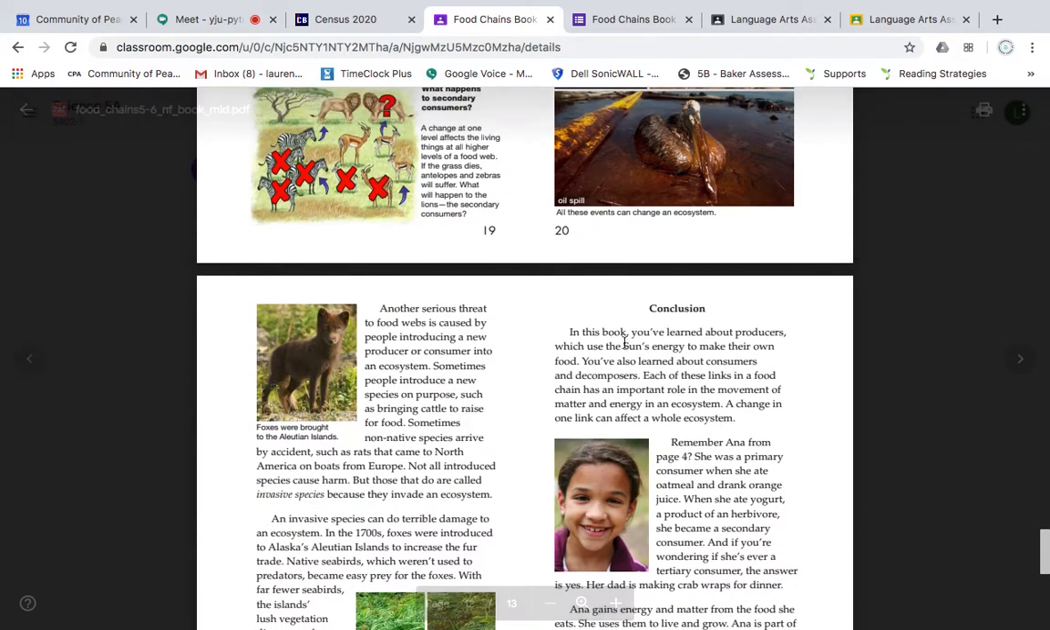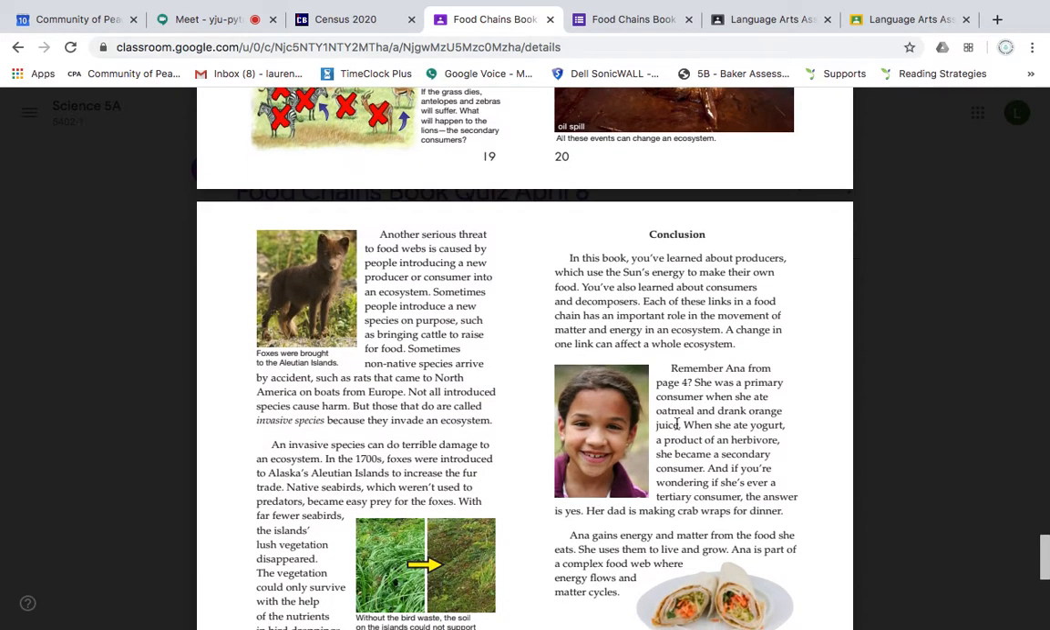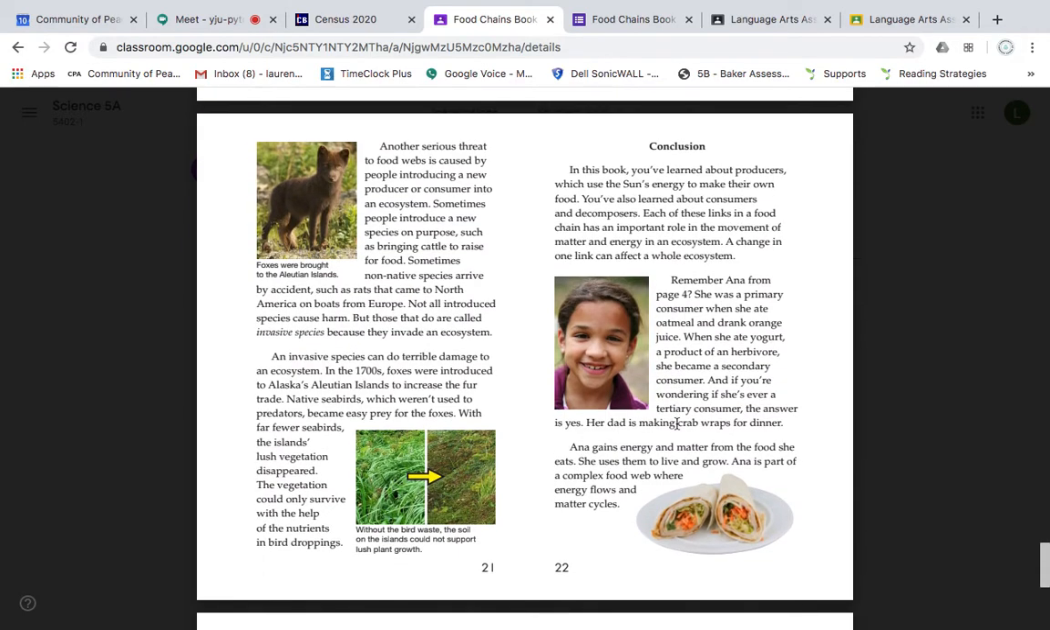Conclusion. In this book, you've learned about producers, which use the sun's energy to make their own food. So all of the producers get their energy from the sun, and then other animals get their energy from the producers. You've also learned about consumers and decomposers. Each of these links in a food chain has an important role in the movement of matter and energy in an ecosystem. A change in one link can affect a whole ecosystem.